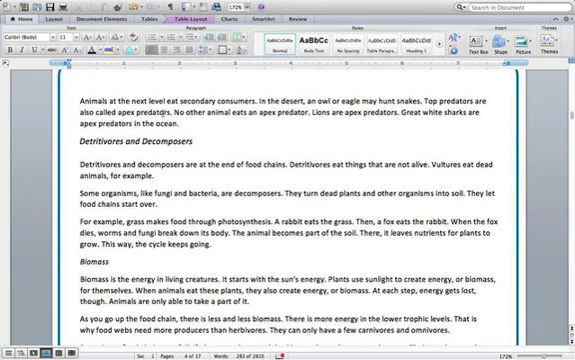Animals at the next level eat secondary consumers. In the desert, an owl or eagle may hunt snakes. Top predators are also called apex predators. No other animal eats an apex predator. Lions are apex predators. Great white sharks are apex predators in the ocean.